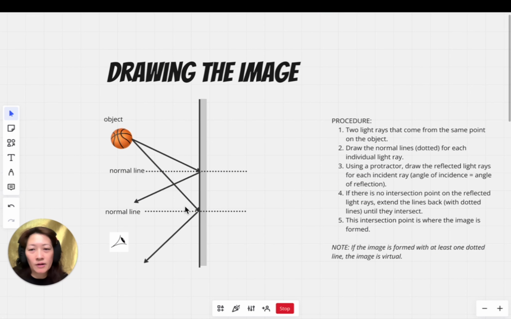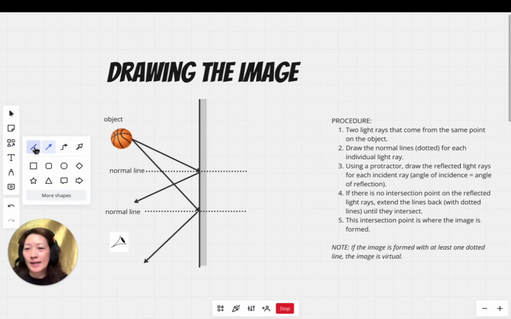The thing is though, if you look at the two reflected light rays here, you can see that they're both diverging. They're not going to intersect. Even if we extend the light rays here, there will be no intersection on this side. Oh, so how? Where are we going to get an intersection? As it says here, if there is no intersection point on the reflected light rays, extend the lines back. So because there's no intersection here, we need to extend the light rays backwards.